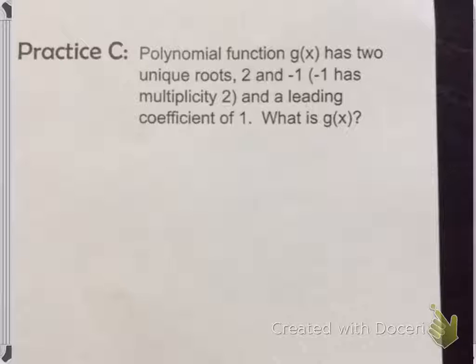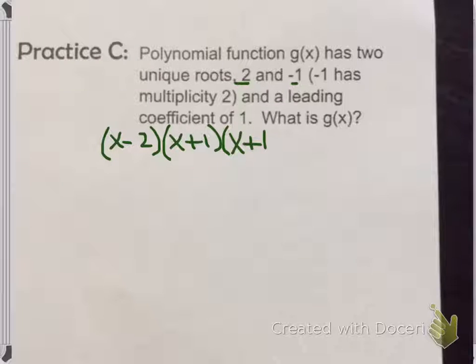This next problem has the same kind of thing. It has a multiplicity going on. So it has the polynomial function that has 2 unique roots, 2 and negative 1. And then it says negative 1 has a multiplicity of 2. So if we were going to write that out, the 2 goes back in as x minus 2. And then I have x plus 1 from the negative 1. And I have it twice.